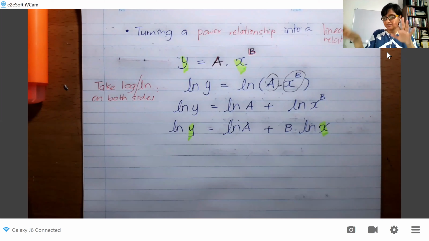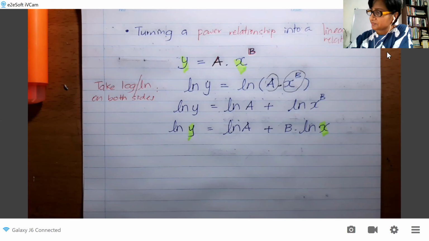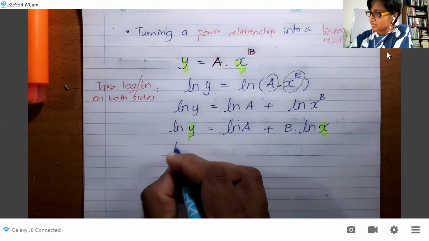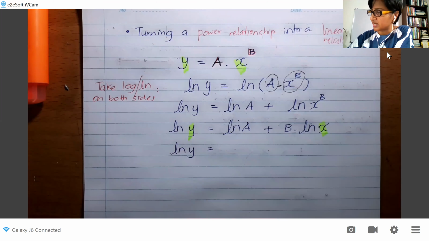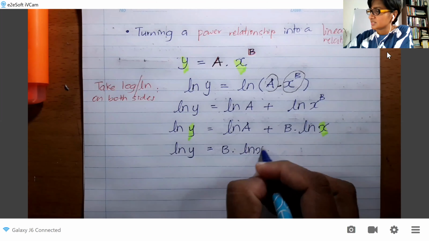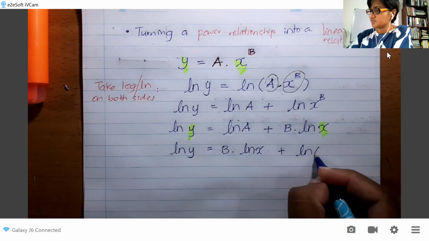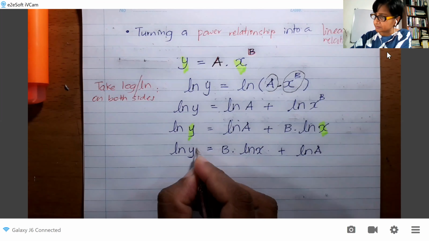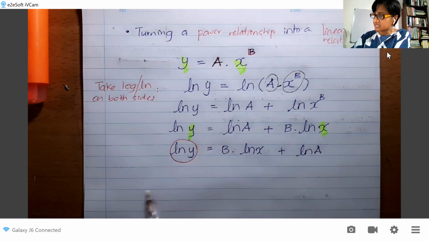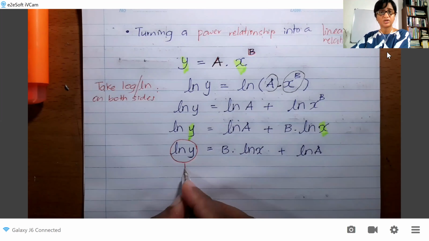Now, I'm going to just make a little rearrangement, okay? ln y is equal to, I'm going to write this term here. That wouldn't make any difference, right? b times ln x plus ln a. I just rearranged it. Now this is what I'm going to do. If I call this ln y, this whole thing, as like some capital Y, I'm doing a little relabeling.